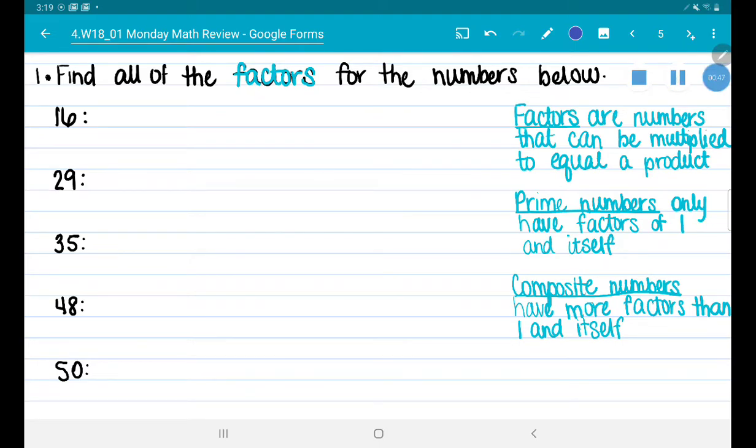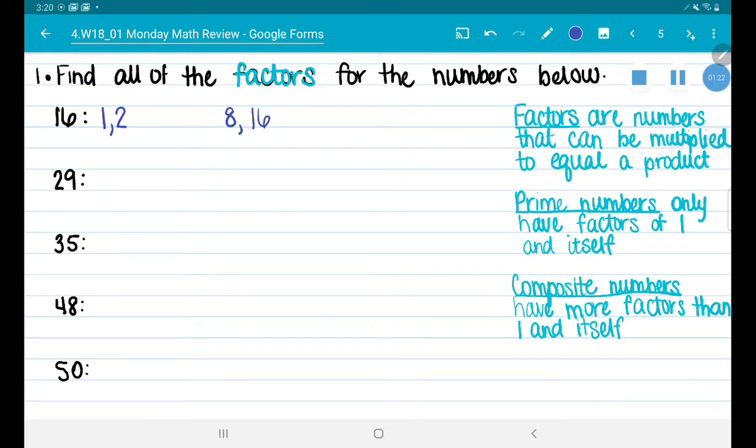Okay, so let's find the factors of 16. To find the factors, I'm always going to start with the number 1. So I know that I can multiply 1 and 16 together to equal 16. So both of those are factors. Then I'm going to go to the next number, which is 2. 16 is an even number, so I know that 2 is going to be a factor. 2 times 8 equals 16.